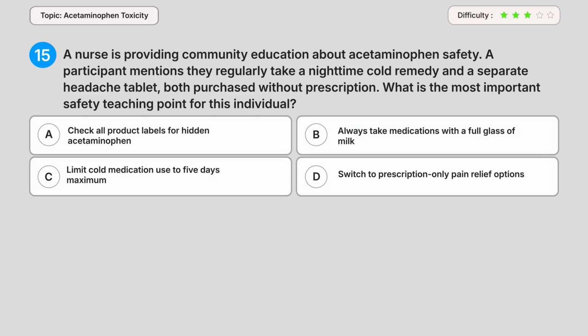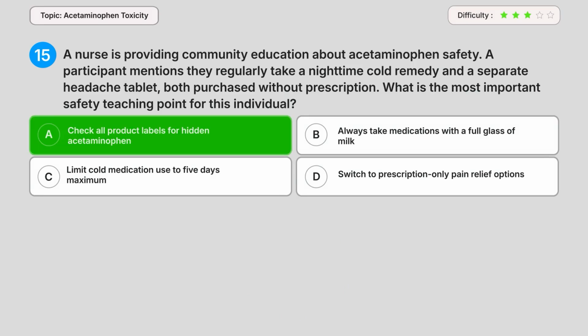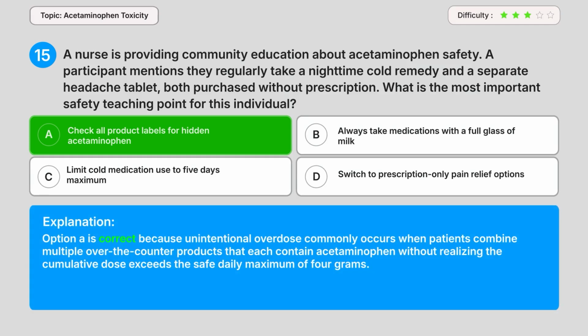Correct answer: A. Check all product labels for hidden acetaminophen. Explanation: Option A is correct because unintentional overdose commonly occurs when patients combine multiple over-the-counter products that each contain acetaminophen without realizing the cumulative dose exceeds the safe daily maximum of 4 grams.